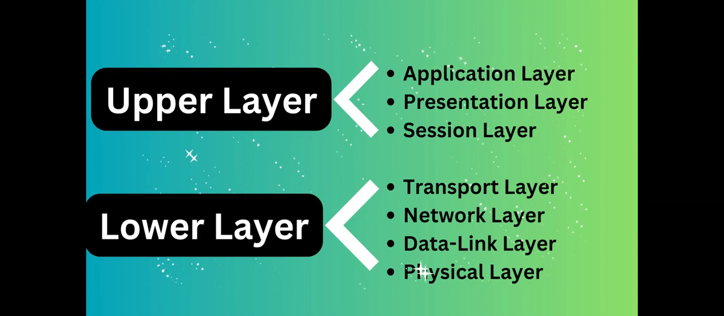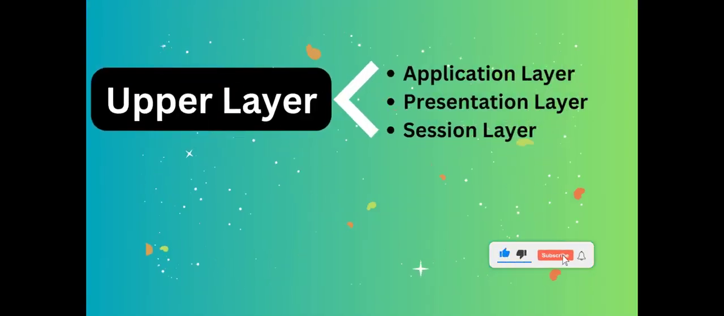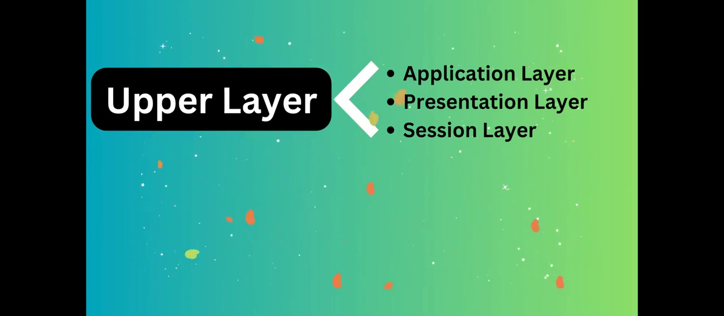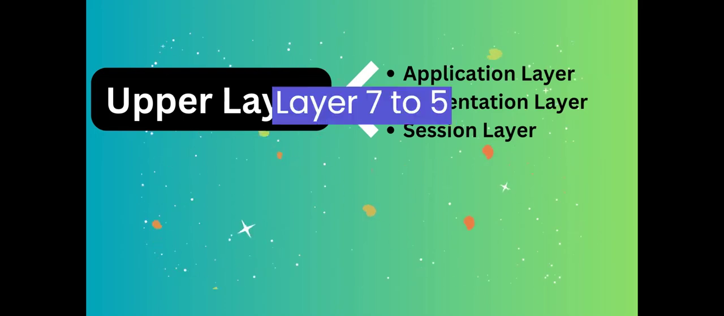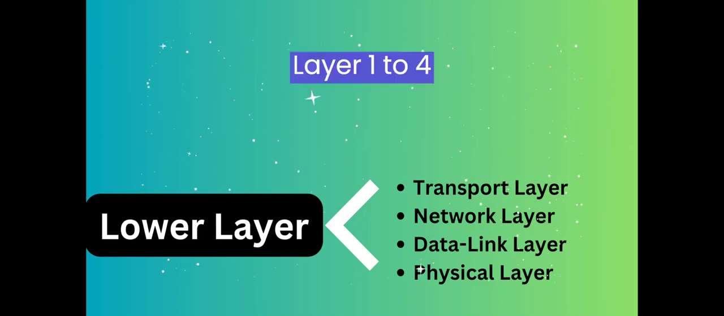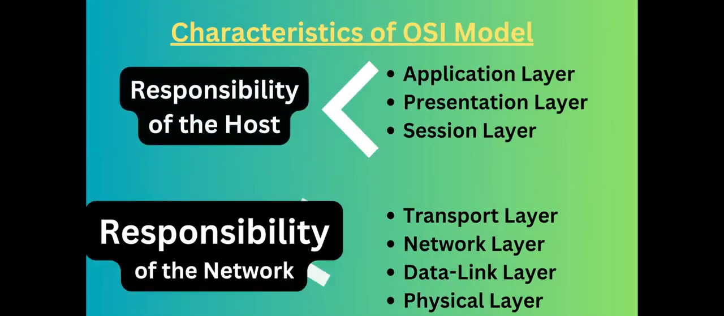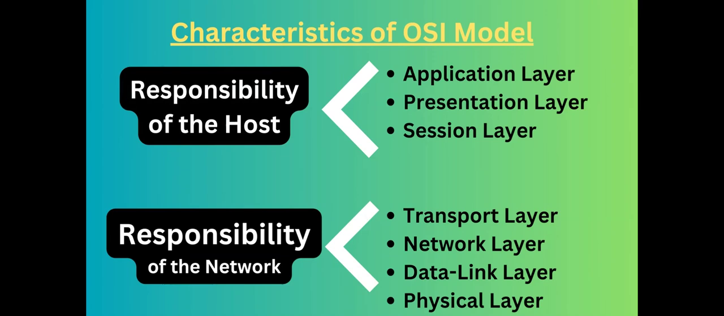In the OSI model, the layers can be categorized into upper and lower layers based on their general functions and responsibilities. The layers are organized in a hierarchical manner, with the upper layers focusing on more abstract functions. Here's a breakdown of the upper and lower layers. Upper layers, layer 7 to layer 5. The lower layers deal with physical communication. Lower layers, layer 1 to layer 4. Upper layers are the responsibility of the host. Lower layers are the responsibility of the network.